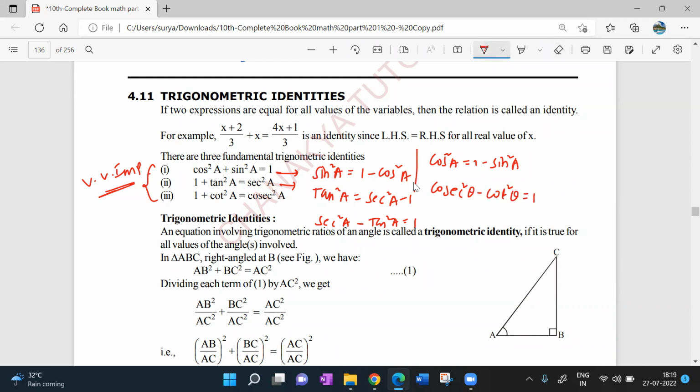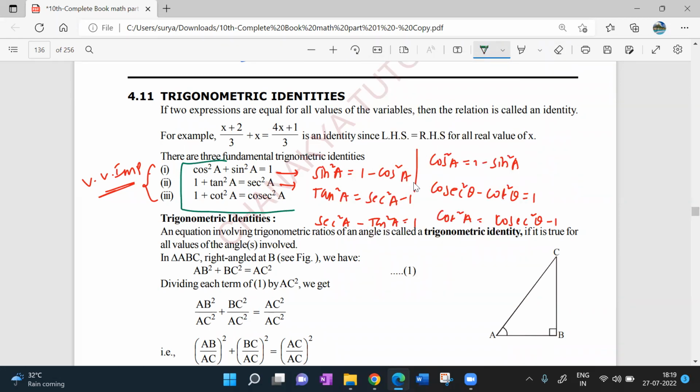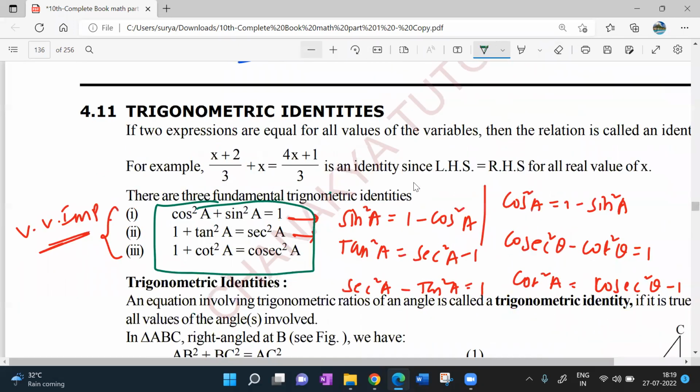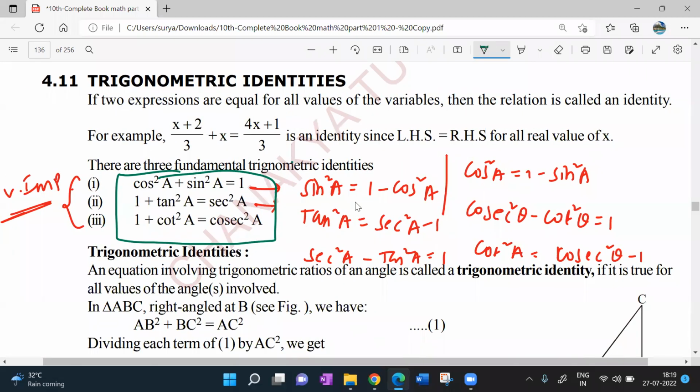cot square A is equal to 1. All right. So you can write it as cosec square minus cot square is equal to 1. You can write in one more way: cot square A is equal to cosec square A minus 1. You understood how I wrote all this? Guys, from these three only, I just changed them in different ways and wrote the answer. That's it. Getting my point, children? Any doubts here?